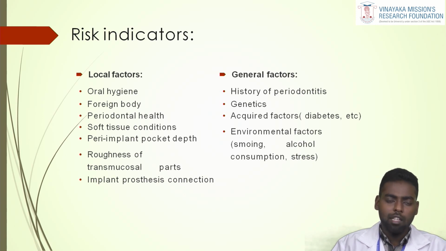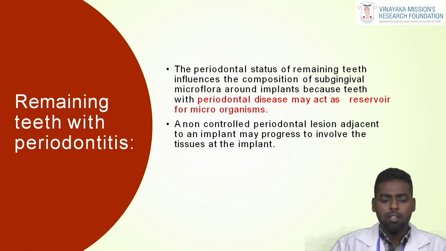problems. In general factors, we will be seeing about the history of periodontal infection in the patient in whom we are going to place an implant prosthesis, and genetic factors and acquired factors such as diabetes, and environmental factors involving smoking, alcohol consumption, and stress. Moving on to the etiological factors, the remaining teeth around the implants can cause a periodontal infection, as the prior bacterial load is high in periodontal infection patients, which acts as a reservoir of microorganisms, whether treatable or non-treatable.